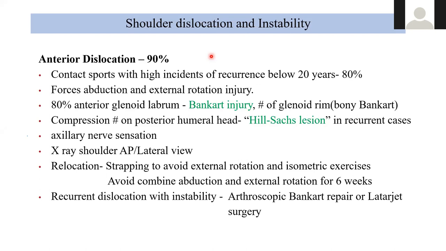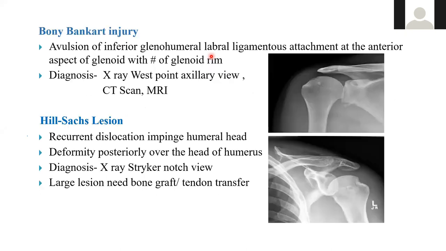And also traumatic compression fractures can happen due to recurrent cases or even in some acute cases, where the posterior superior part of the humeral head gets compressed, and this is called a Hill-Sachs lesion. Now if you look at the Bankart injuries, it is a bony avulsion of the inferior glenohumeral ligament and the attachment of the anterior inferior aspect of the glenoid labrum. For diagnosis, if part of the bone also avulses, we call it a bony Bankart, for which we do a special view, a West Point view, to look for the bony Bankart, where you can see a bony Bankart injury in this X-ray.